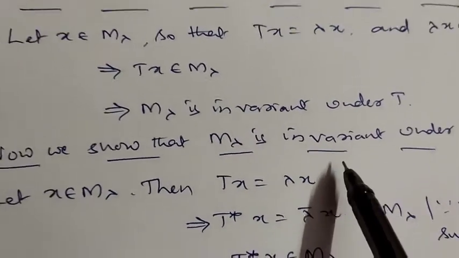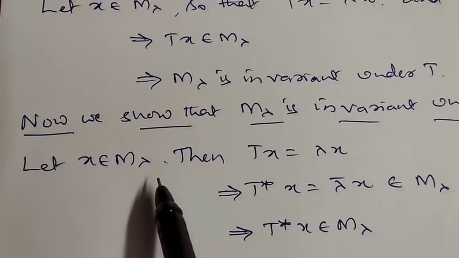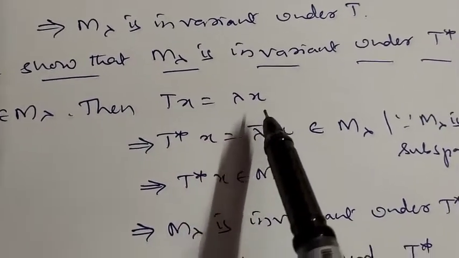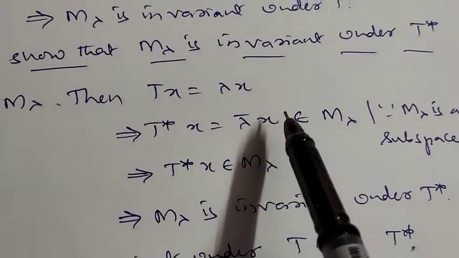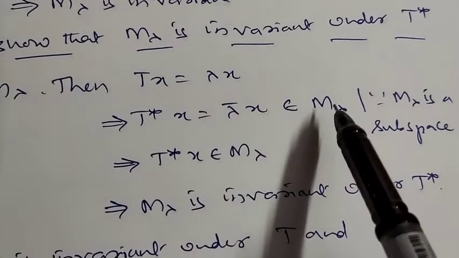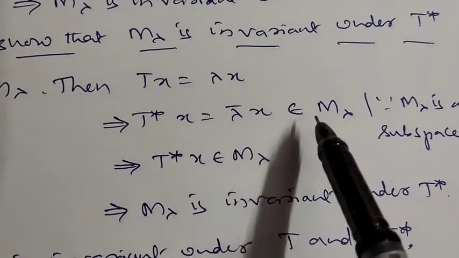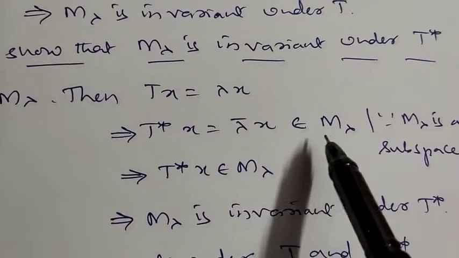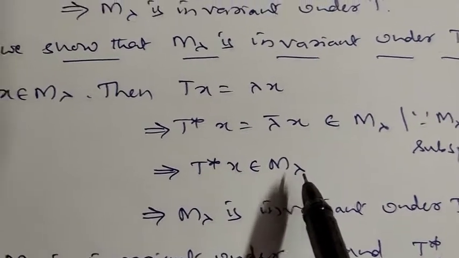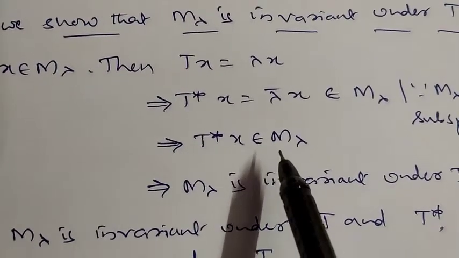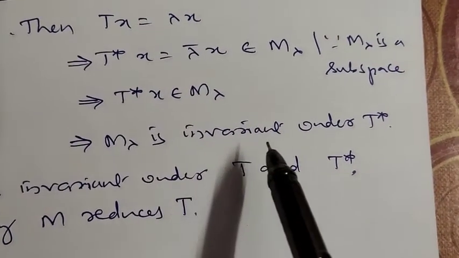Now we show M lambda is invariant under T star. For this, let x belong to M lambda. Then again T of x is equal to lambda times x. This implies T star of x is equal to lambda bar times x. Again, x belongs to M lambda implies any scalar multiple of x belongs to M lambda. So lambda bar times x also belongs to M lambda. But lambda bar times x means T star of x, so T star of x belongs to M lambda. Thus x belongs to M lambda implies T star of x belongs to M lambda. By definition, it implies that M lambda is invariant under T star.